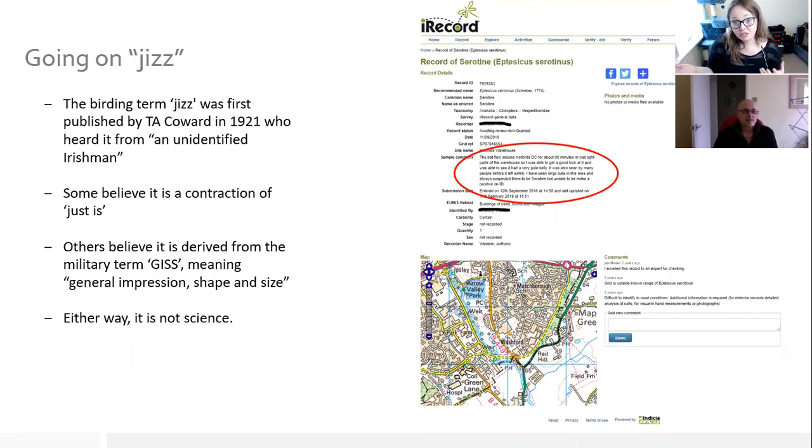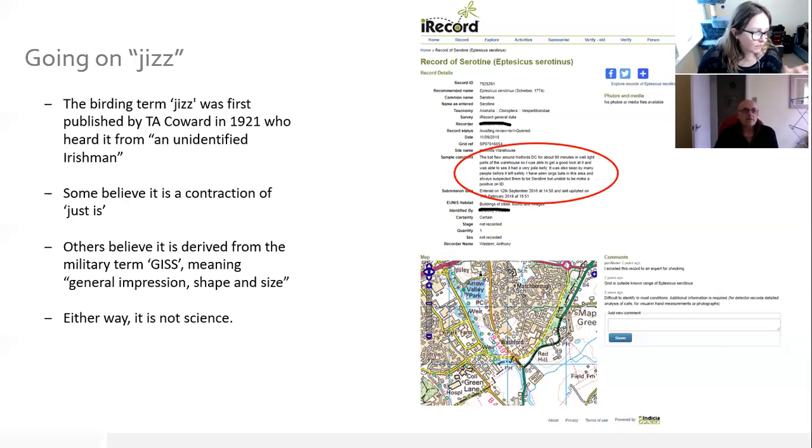So it's a birding term, generally speaking. You'll just go, oh, based on that bird's jizz, I think it's a magpie or whatever. Just the way that it's acting. But other people think it is a military term, general impression, size and shape, jizz. Either way, it's not science. Jizz doesn't fly when it comes to biological records. You need to have some kind of evidence, either the evidence being your field observation based on your experience and your knowledge and skills, or some kind of photo evidence, DNA, all the things.